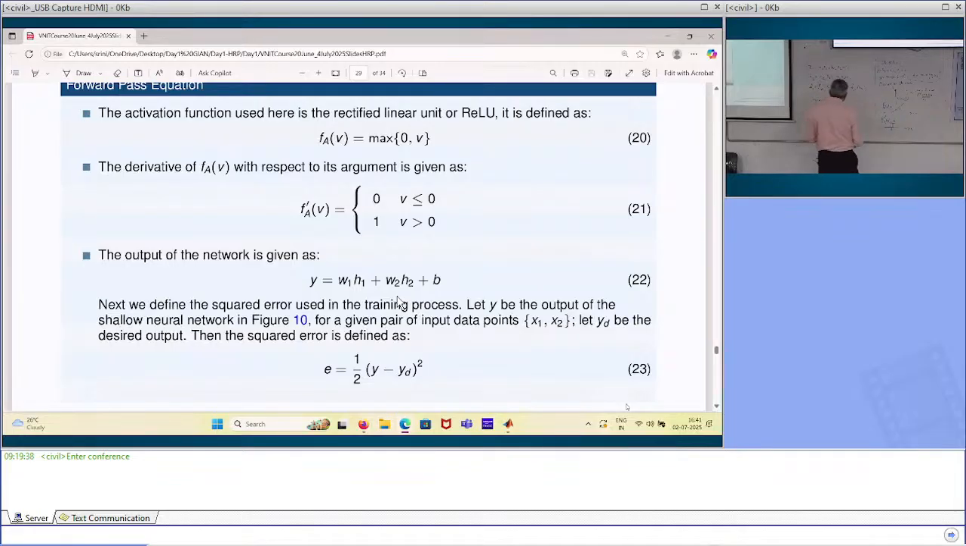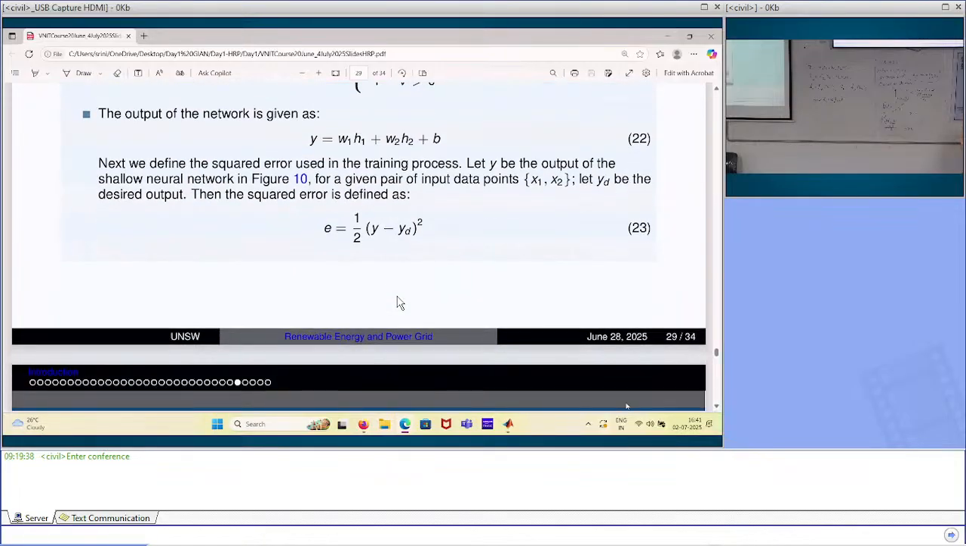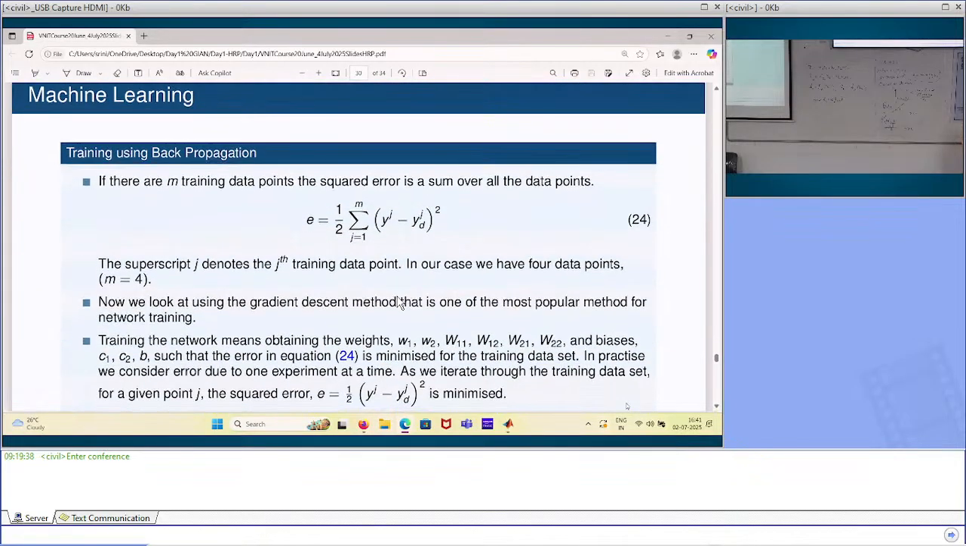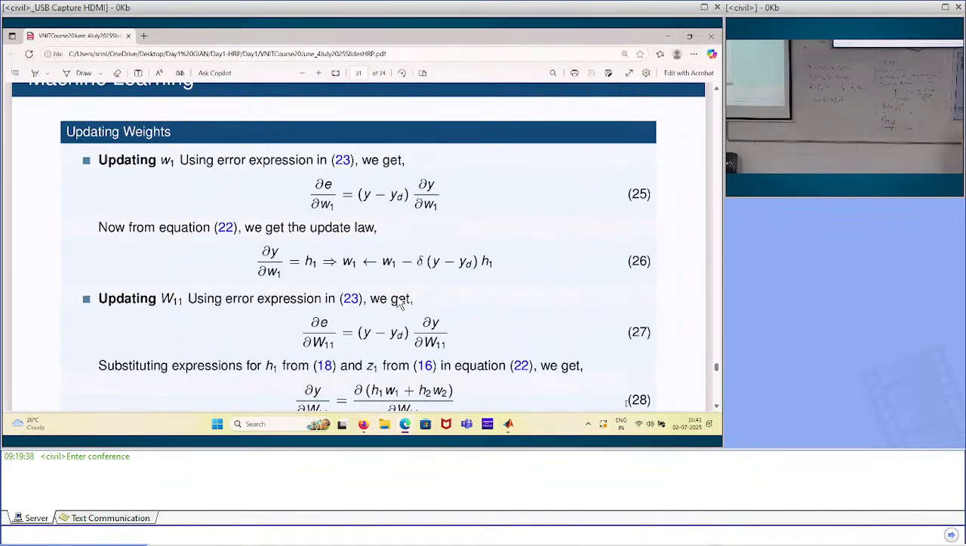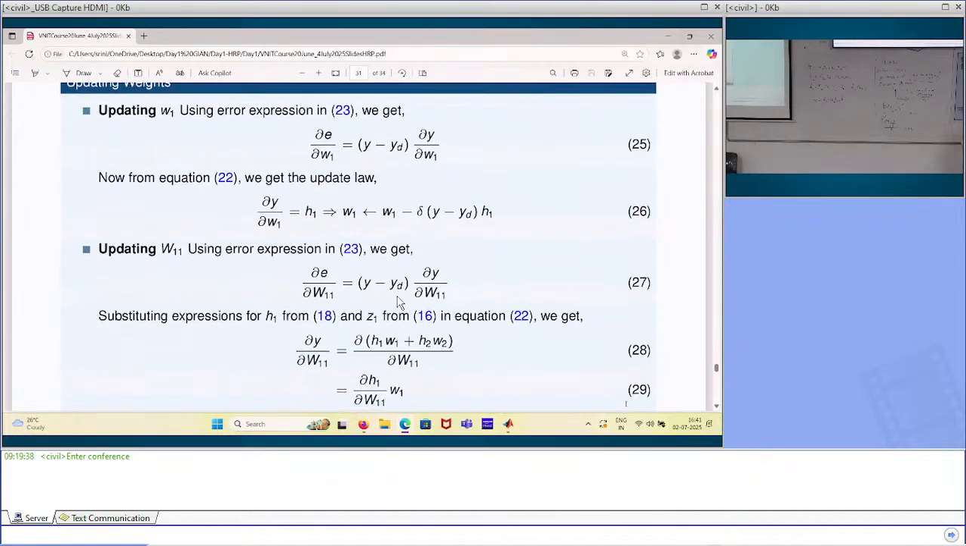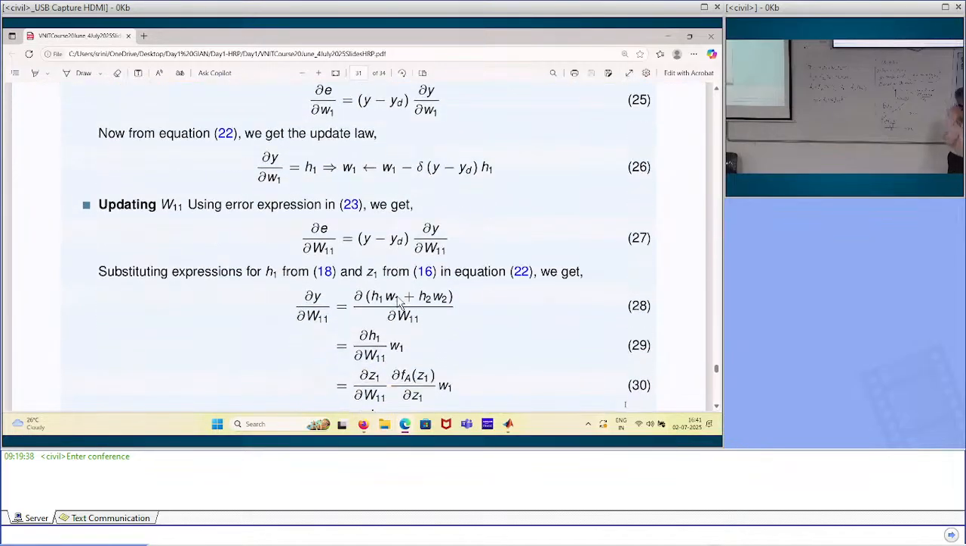Okay, so now we have got the expressions here done there. Okay, so we have got an algorithm to update W1. So same way you can do W2. You get the steepest descent. Delta is this learning term, which you can choose 0.1 or something like that.